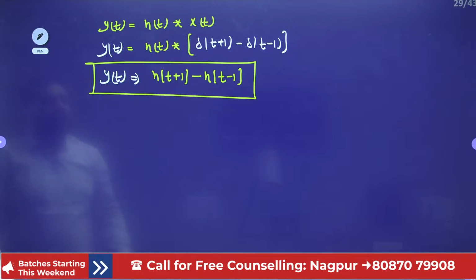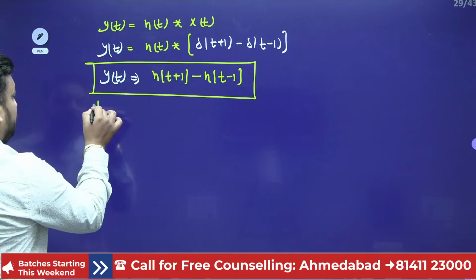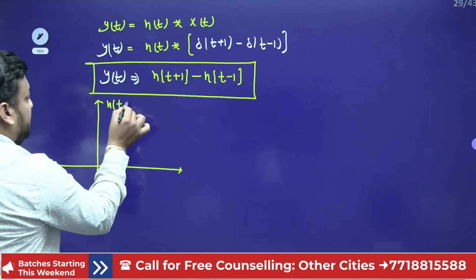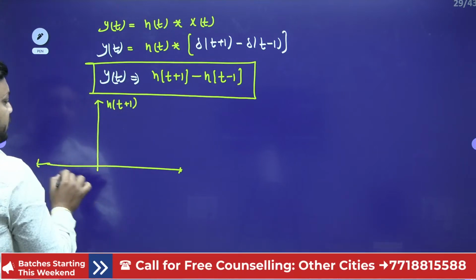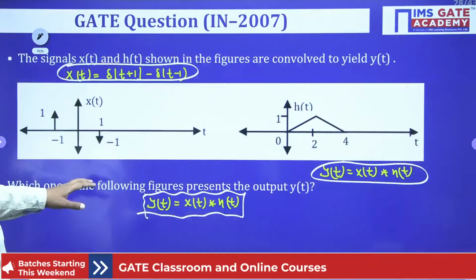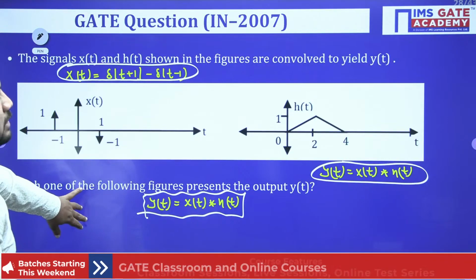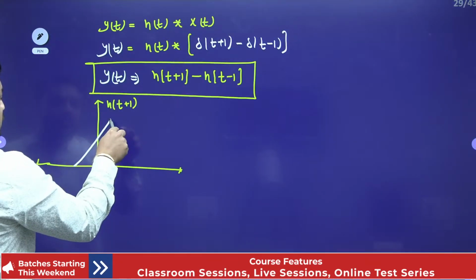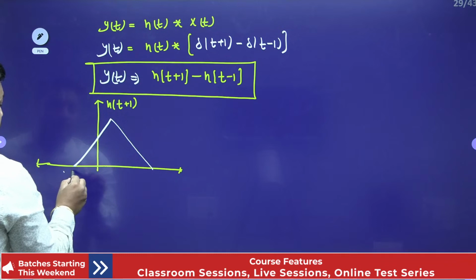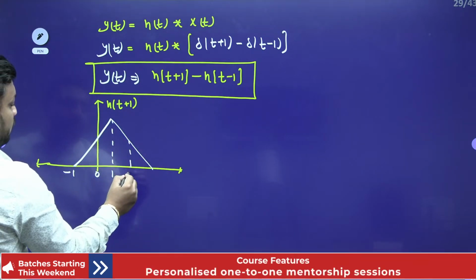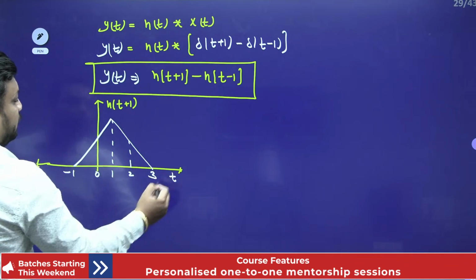So now students, the h(t) diagram is given to you. First of all, you have to perform h(t plus 1). It means we have a positive shift, so we shift the signal to the left by one unit. When you shift this signal to the left, you get the limits from minus 1 to plus 3. So it will be minus 1, 0, 1, 2, 3, with respect to t.